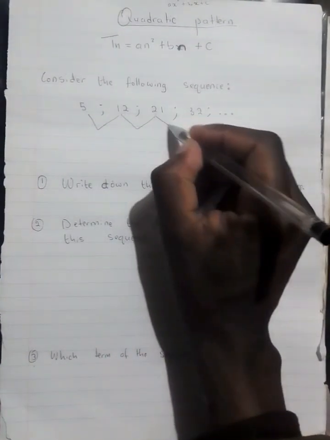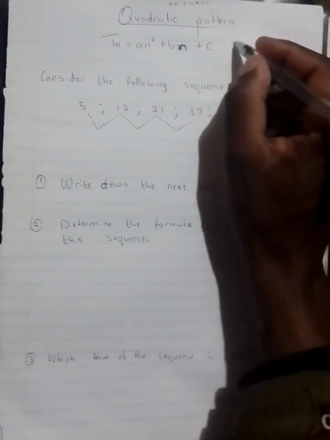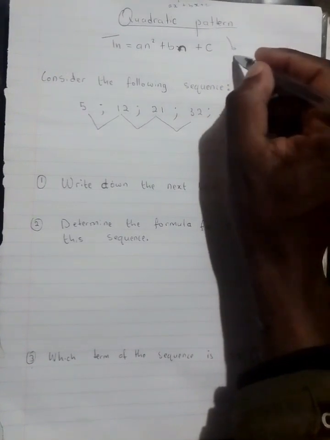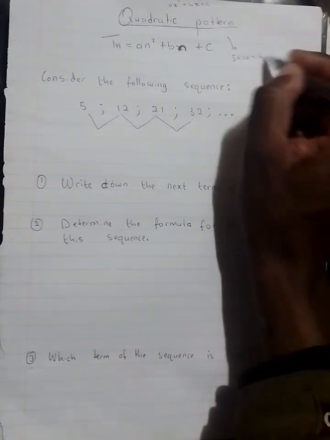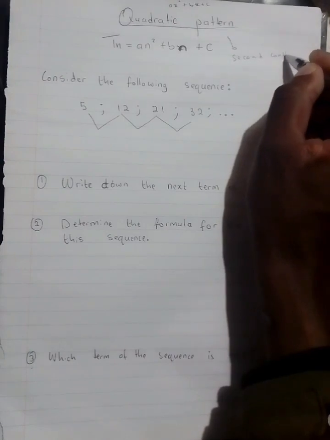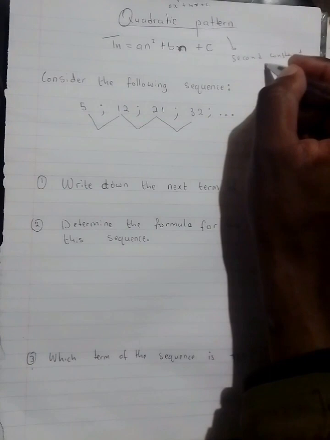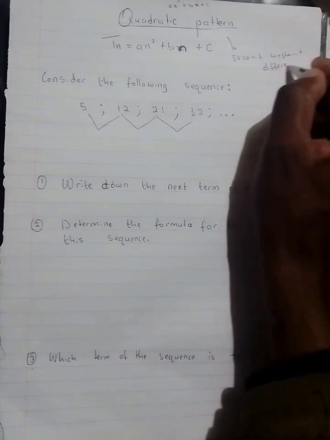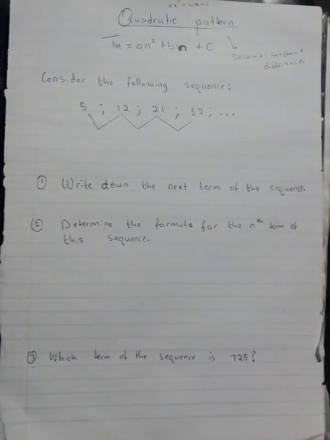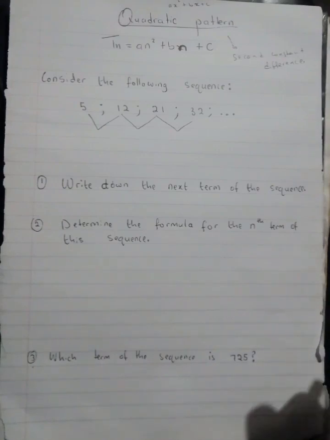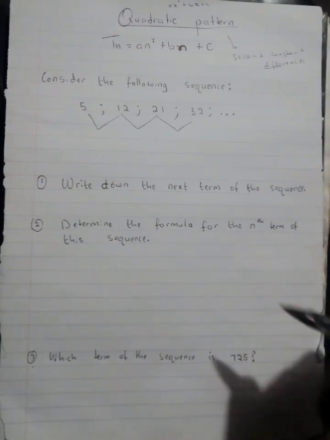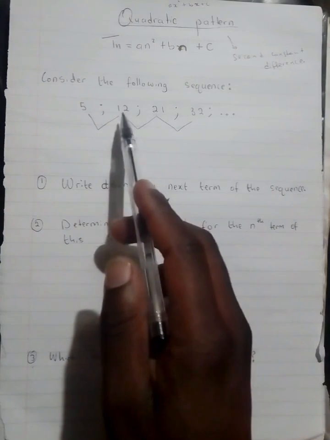I'll go ahead and find my first differences. A quadratic pattern will always have a second constant difference. The second difference is going to be constant or common, right? That is what differentiates an arithmetic sequence from a quadratic sequence. An arithmetic sequence has a first common difference, and this one has a second common difference. So let's find our first differences first.